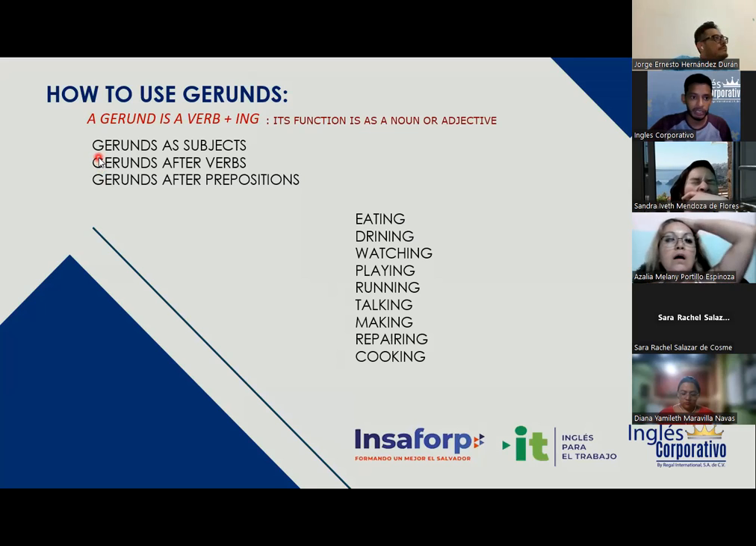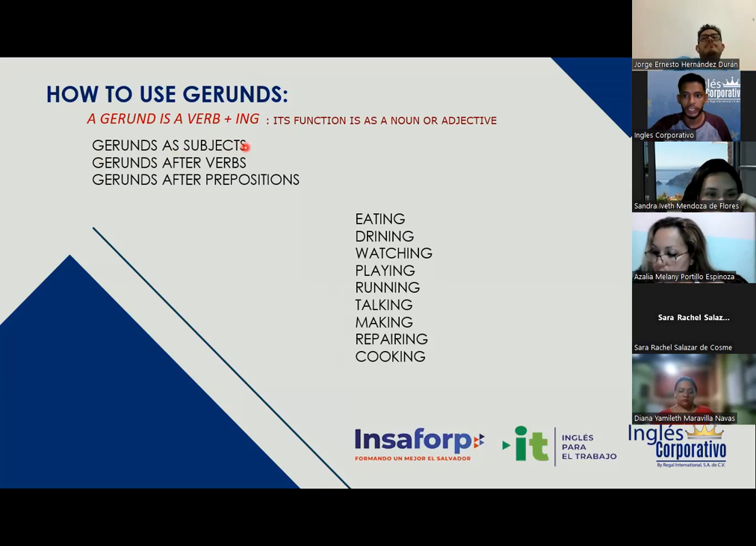Number one, gerunds as subjects. Gerundios como sujetos. Okay. Yes. Ese es el primer uso. Gerunds after verbs. Gerundios después de verbos específicos. And the third use is gerunds after prepositions. Gerundios después de ciertas preposiciones.